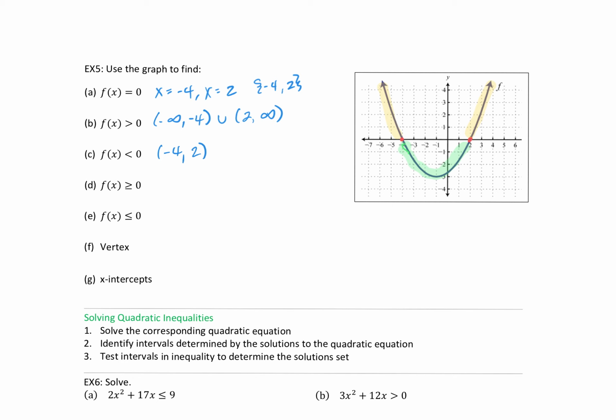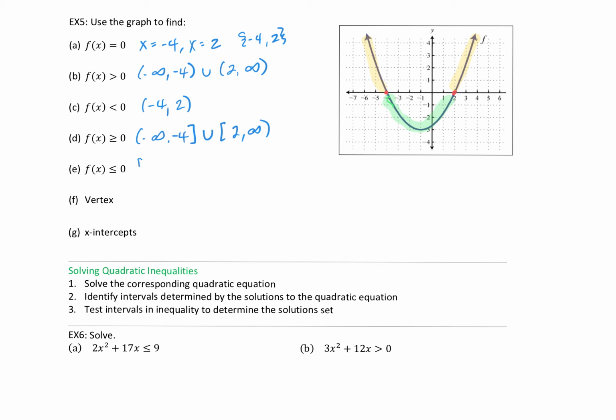What about D? What about f of x greater than or equal to 0? That just means that you can include the -4 and the 2. The interval would be -infinity to -4 with a bracket, union, bracket 2 to infinity. So if I pick any x value within those intervals, my y value would be greater than or equal to 0. And now less than or equal to 0 would include the -4 and the 2, so -4 to 2 with brackets.